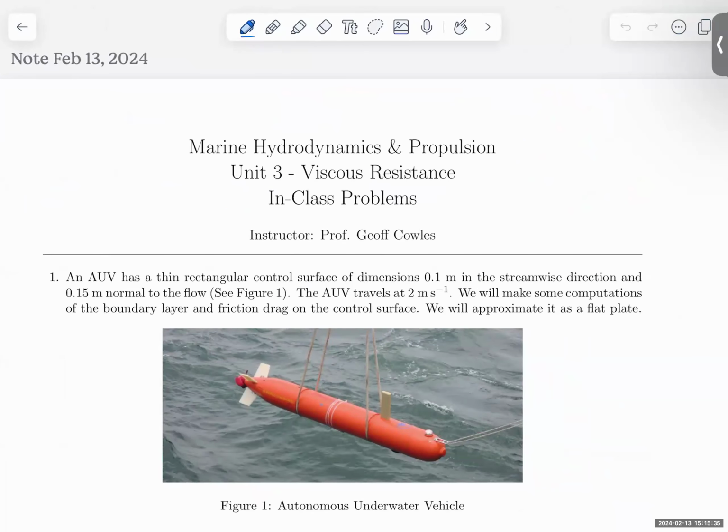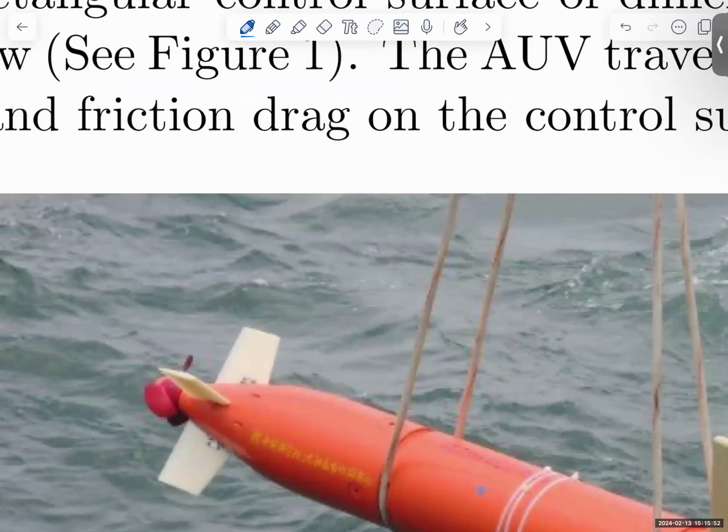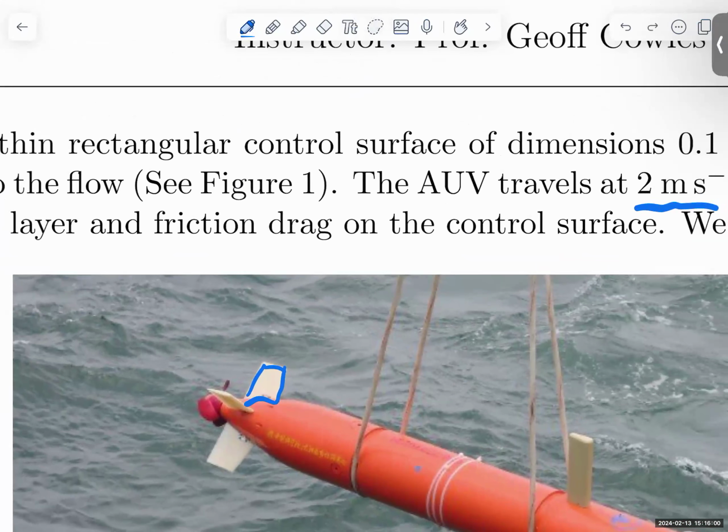We're starting with this AUV here. Some dimensions about it. Here it is being lowered or raised into the water. Not sure which way it's going. We're saying it's going at 2 meters per second. And we're going to be talking about the flow over these control fins. I picked these control fins because their length scale is relatively small, and that will keep the Reynolds number down into the laminar range.